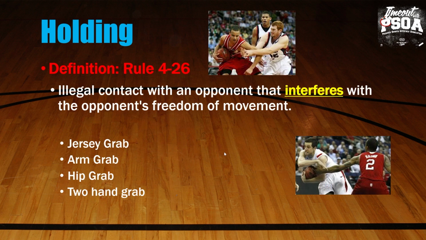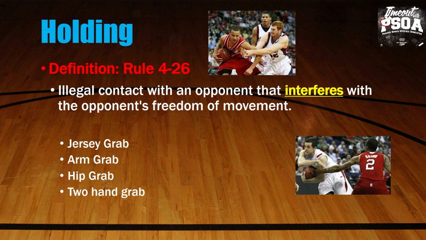Holding. Illegal contact with an opponent that interferes with the opponent's freedom of movement. They are free to move anywhere on the court. They aren't allowed to take your spot on the court, but they're able to move around you. So you can't grab their jersey, you can't grab their arm, you can't grab their hip, and you can't do the two-hand grab. You can't do an arm hook on rebounds.